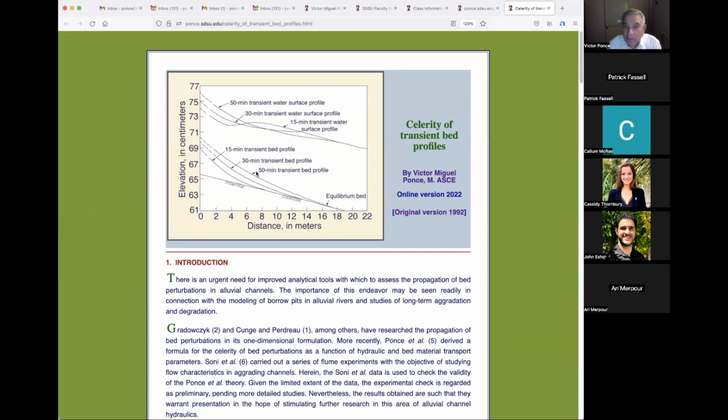But there's the other paper, a technical note called Celerity of Transient Bed Profiles, which I feel assured I can treat here and interest you in the subject of morphology, which is the objective. So this paper is called Celerity of Transient Bed Profiles. It's not a paper, it's a technical note.